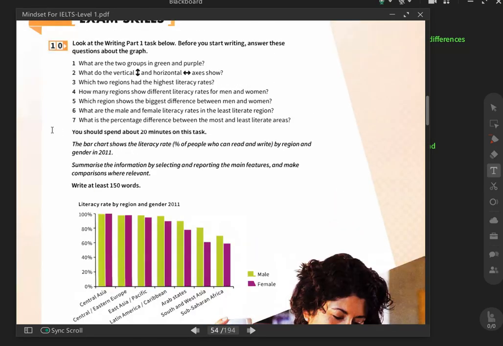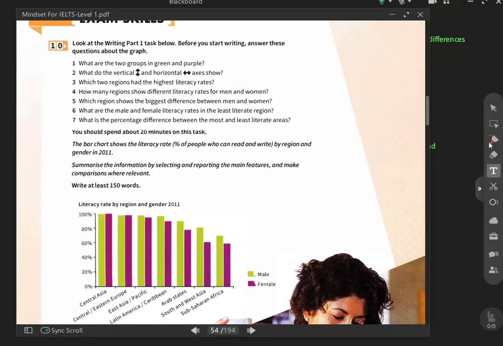And which region shows the biggest difference between men and women? The biggest difference. It is South and West Asia. Yeah, of course, South and West Asia. And what are the male and female literacy rates in the least literate region, the least? The least is this one. Yeah, Sub-Saharan Africa.